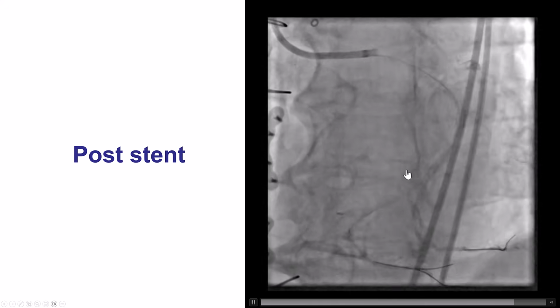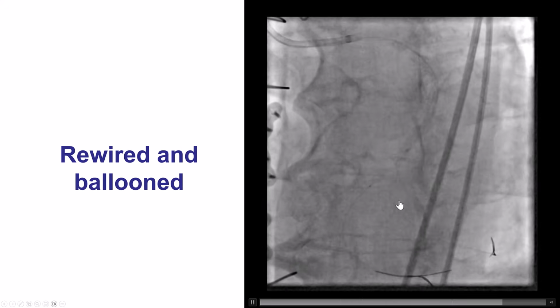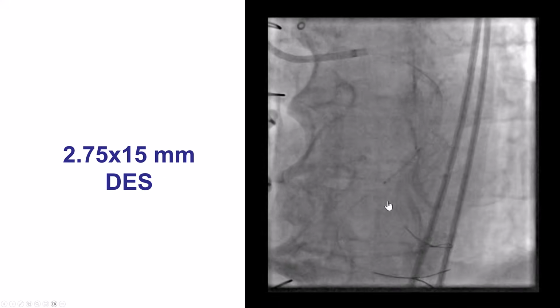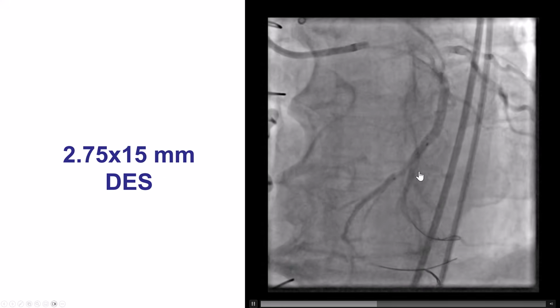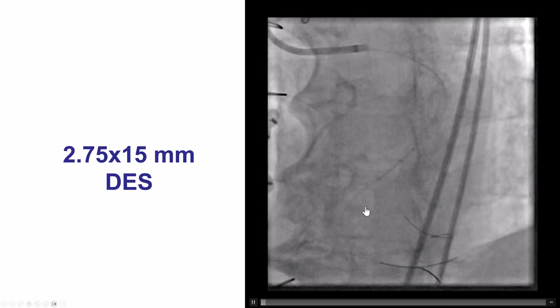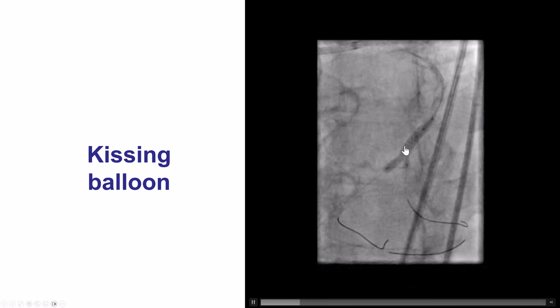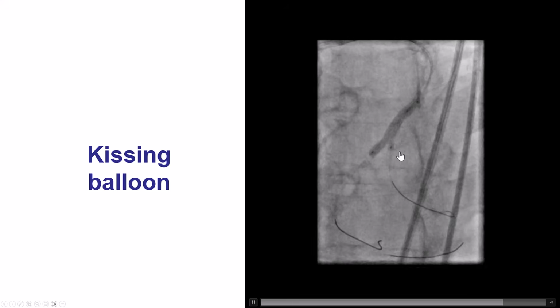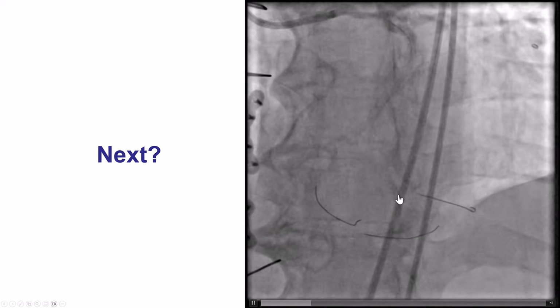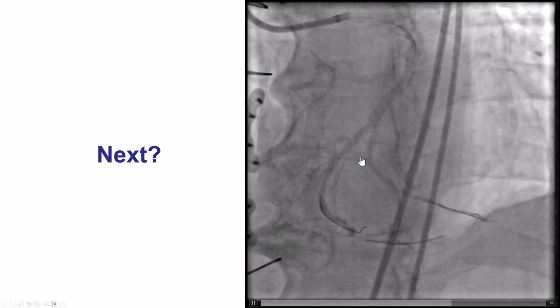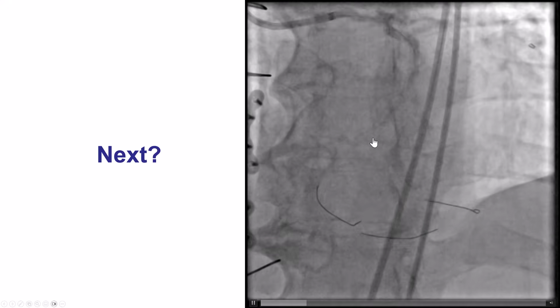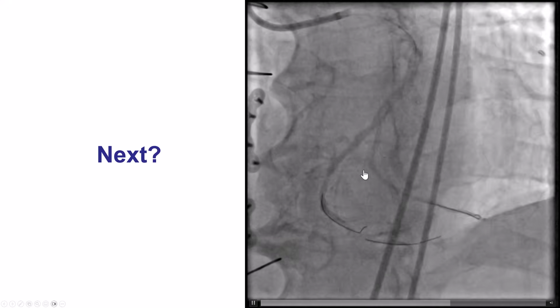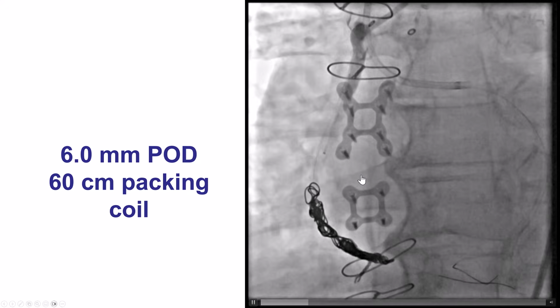The vessel looks better, but pinched the distal circ. So we rewired it, kissing balloon, and then we did place another drug-eluting stent in a culotte fashion. The stent was deployed, and then we did rewiring and kissing balloon inflation. And this provided a nice result. We now have much better flow and no significant disease in this native coronary.